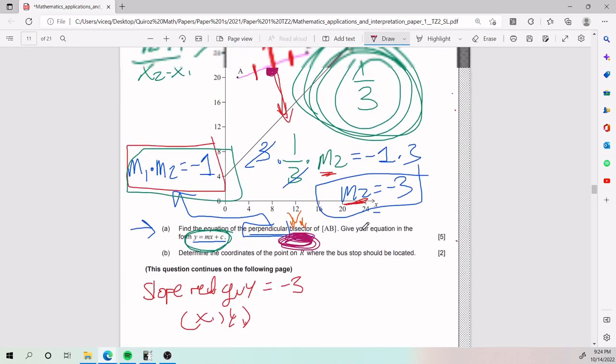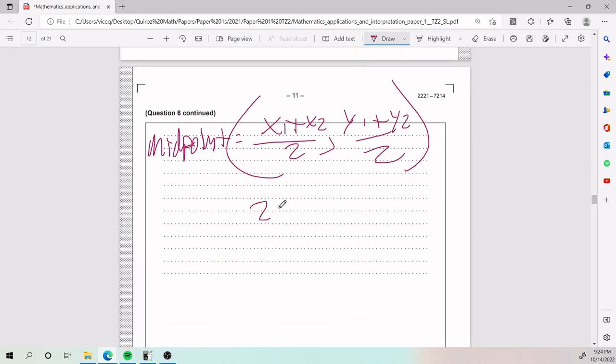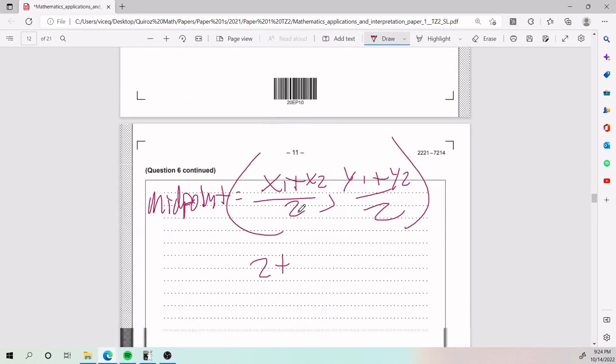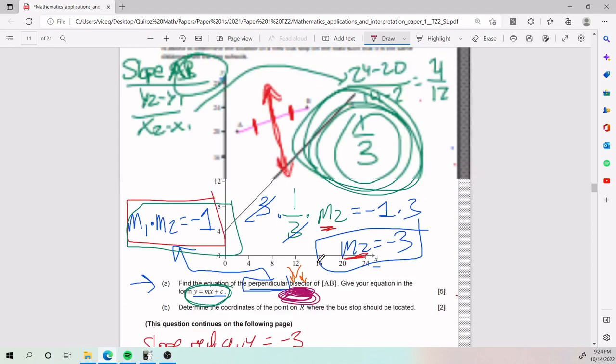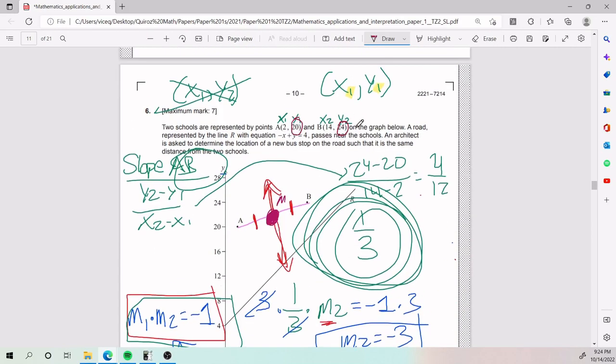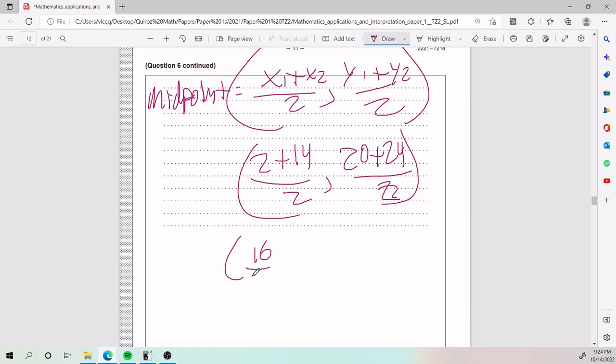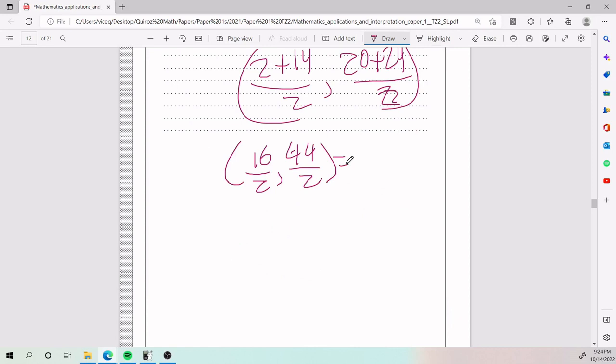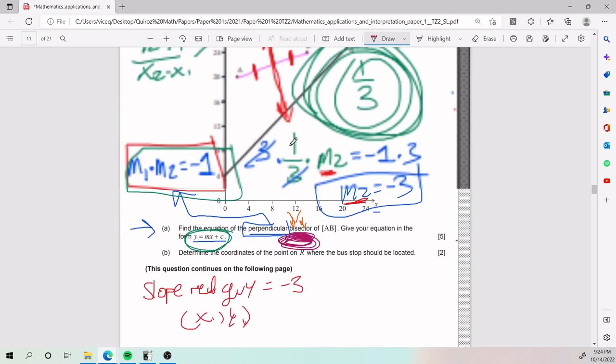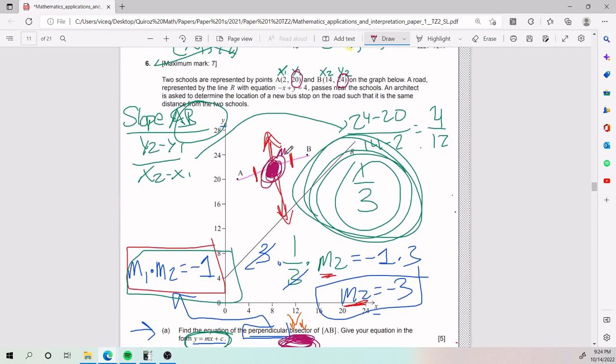So we said that x1 was 2, right? So we have 2 plus x2, which we said was 14, divided by 2, comma, y1 was 20 and y2 was 24. So we have 20 plus 24 divided by 2. We work this out a little bit. We end up with 16 divided by 2, comma, 44 divided by 2. We develop this a little bit more, and our midpoint is going to be 8, comma, 22. So this is my big point M. We're talking about this point here is 8, 22.